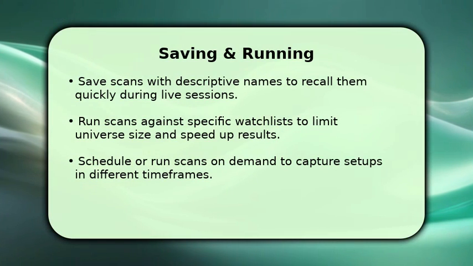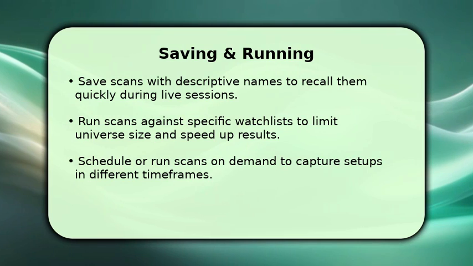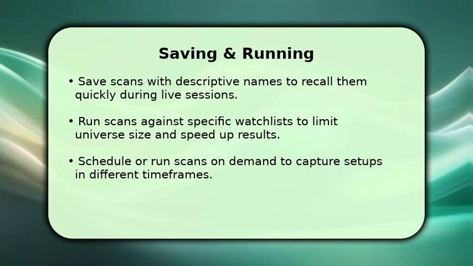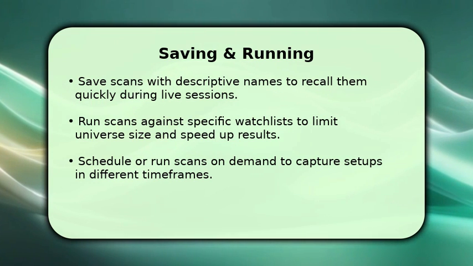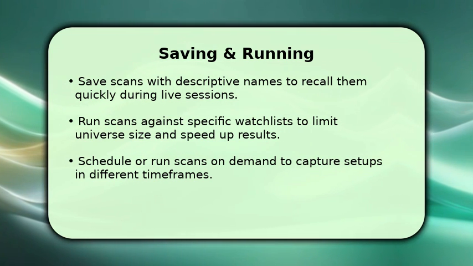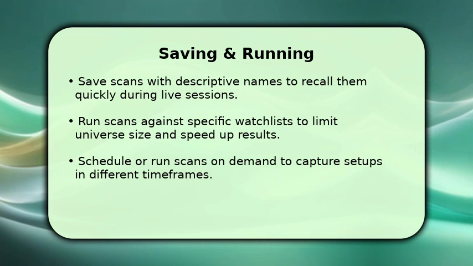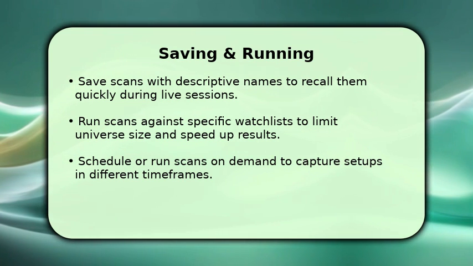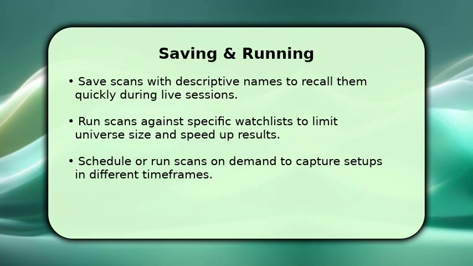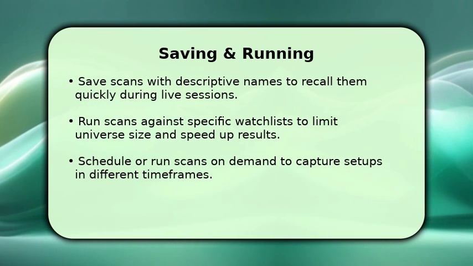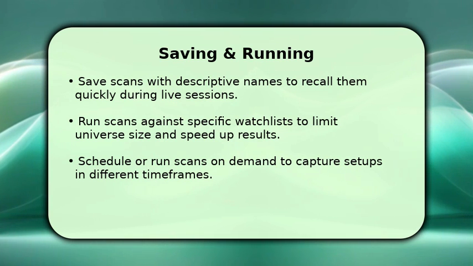After building a scan, save it with a clear descriptive name and folder for easy access. Choose the watch list or the entire market depending on urgency, and run the scan to populate the results grid. Export or copy symbols for further analysis, and use alerts or conditional orders when a symbol matches your rules. Regularly update saved scans to reflect changes in your strategy or market regime.